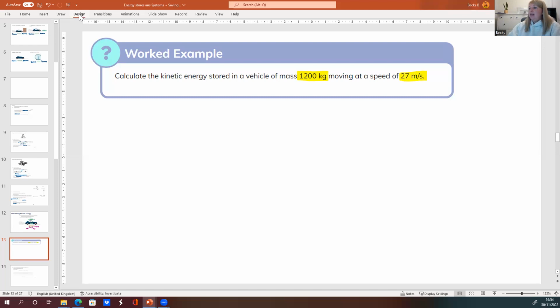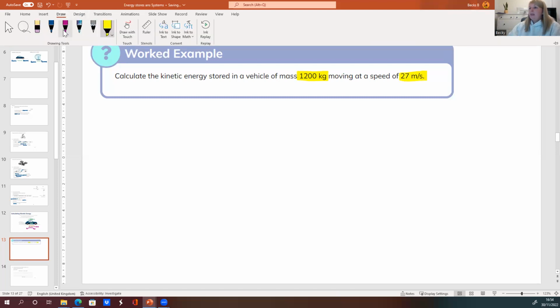Okay, so we're going to highlight the values. The next thing to do is write down the equation that you're going to use, because you can score a mark for simply writing down that equation.